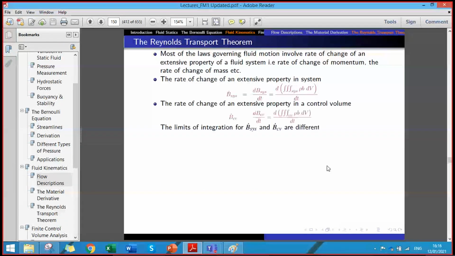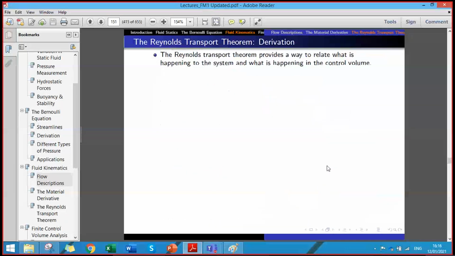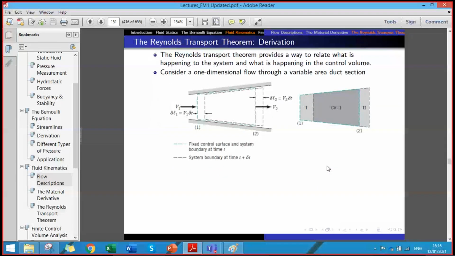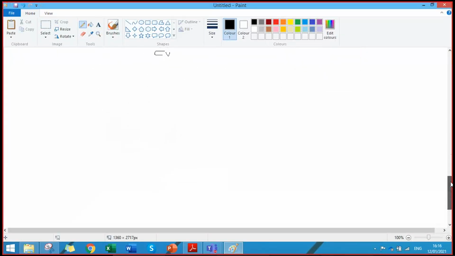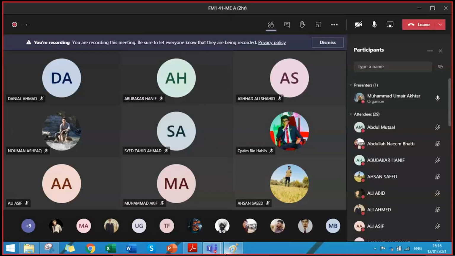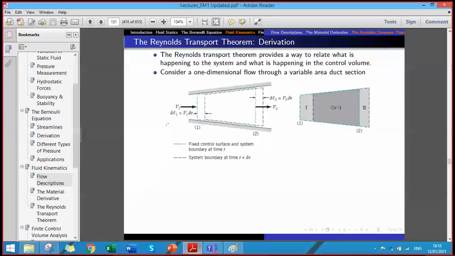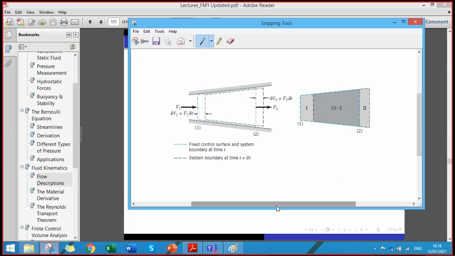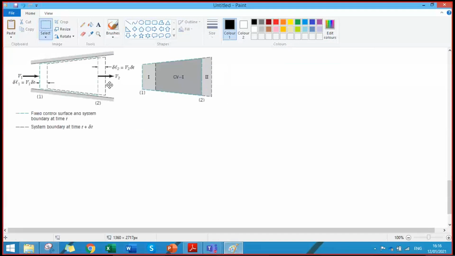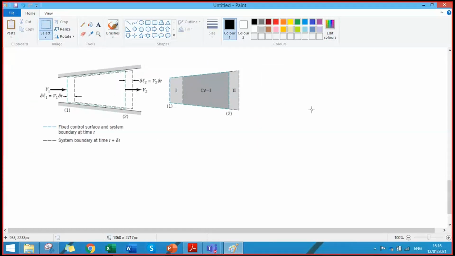So how do we define the relationship between the two? Now we are interested in developing the relationship between these two properties. So what we do is we consider a system and a control volume. From here I will have this. Is this figure clear?